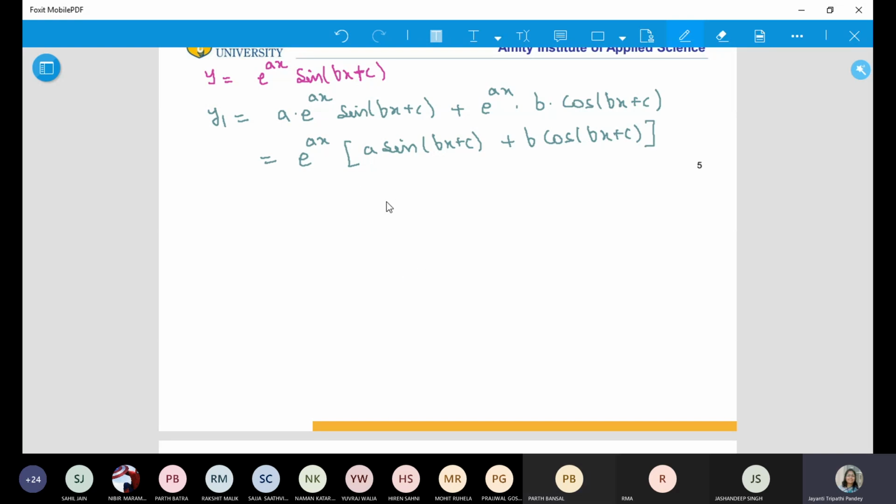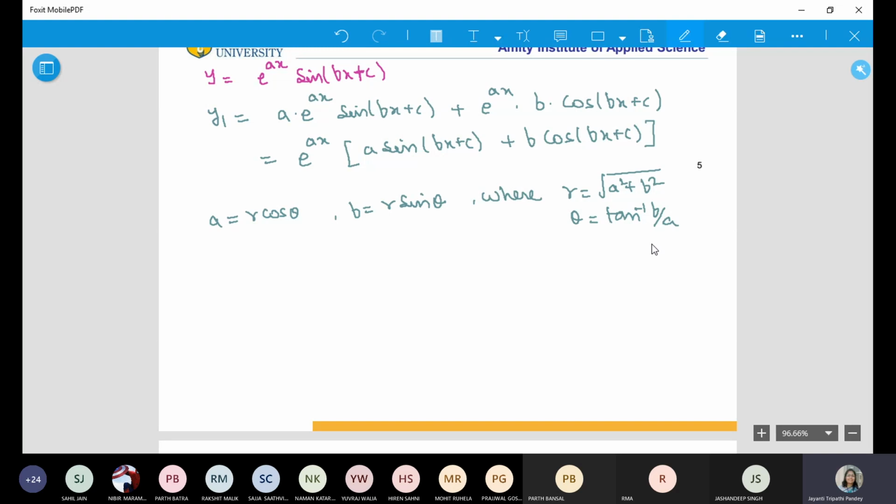No, ma'am. Now just change a and b using circular transformation or circular parameter. Like you write a is equal to r cos theta and b is equal to r sin theta, where r is root of a square plus b square and theta is tan inverse b by a. Yes, ma'am.